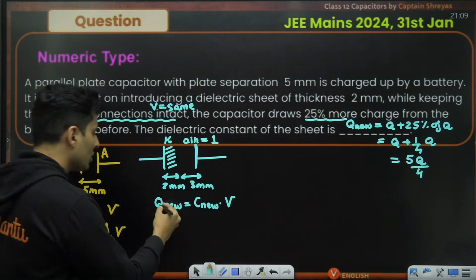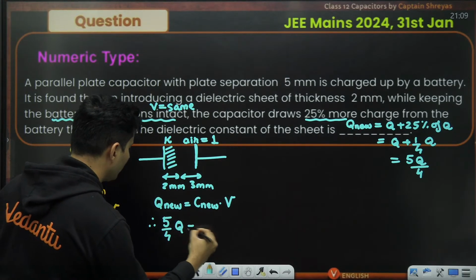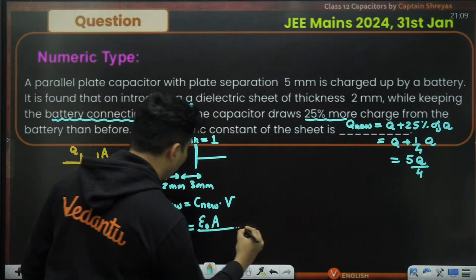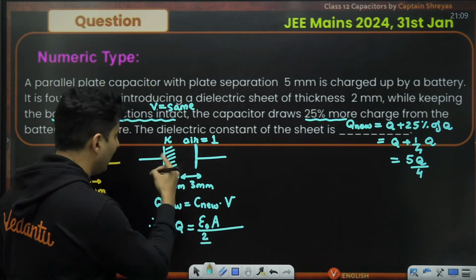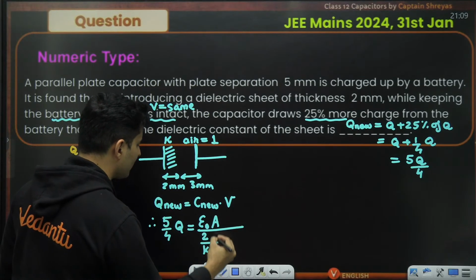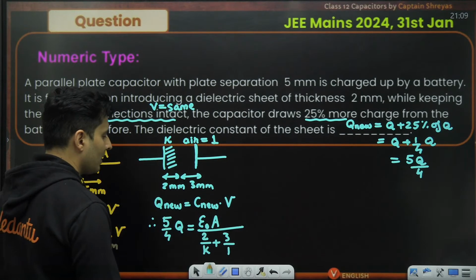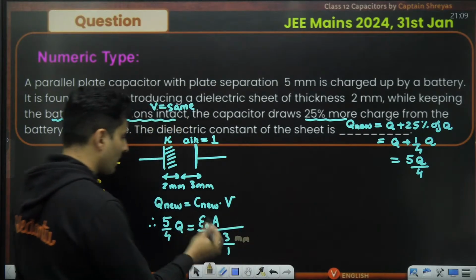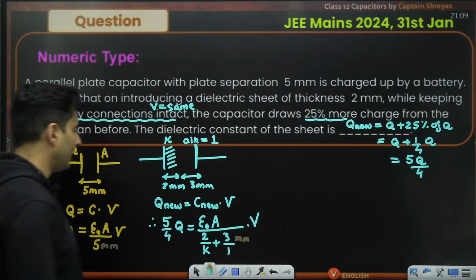5Q by 4. So this new thing will be 5 by 4 times of Q. New capacitance will be epsilon naught A divided by distance, which is 2 divided by K, which is unknown, plus distance, which is 3, K is nothing but 1. This is all in millimeters, of course. And of course, we have voltage over here to multiply it.